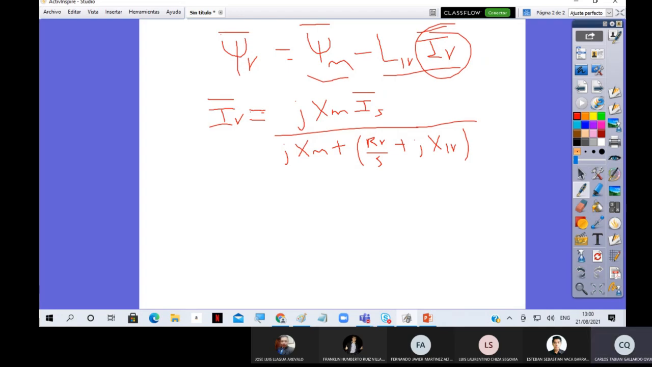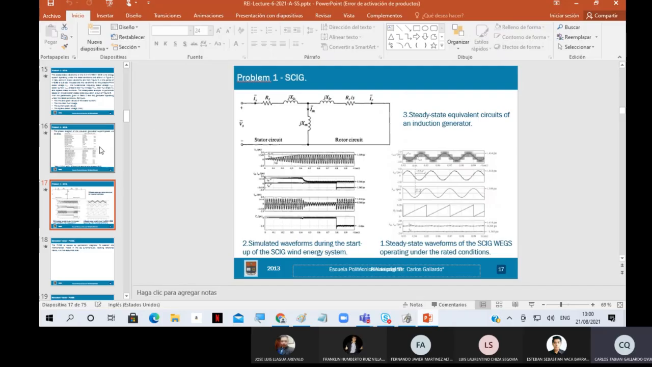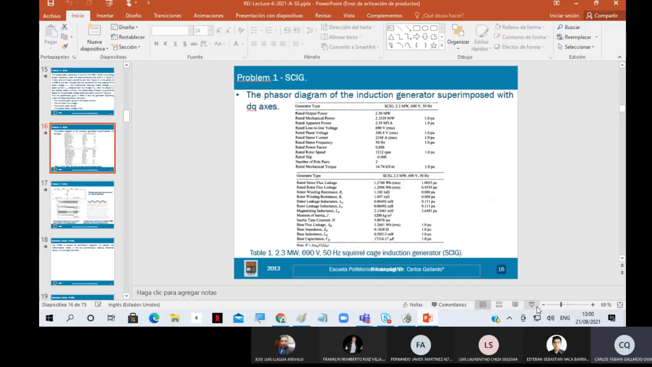Okay, therefore, what about the data? Once again, the slip is equal to negative 0.08. The magnetizing inductance comes from the table, and the stator current we get from the previous calculation. So let's go back to the table and analyze once again the data.